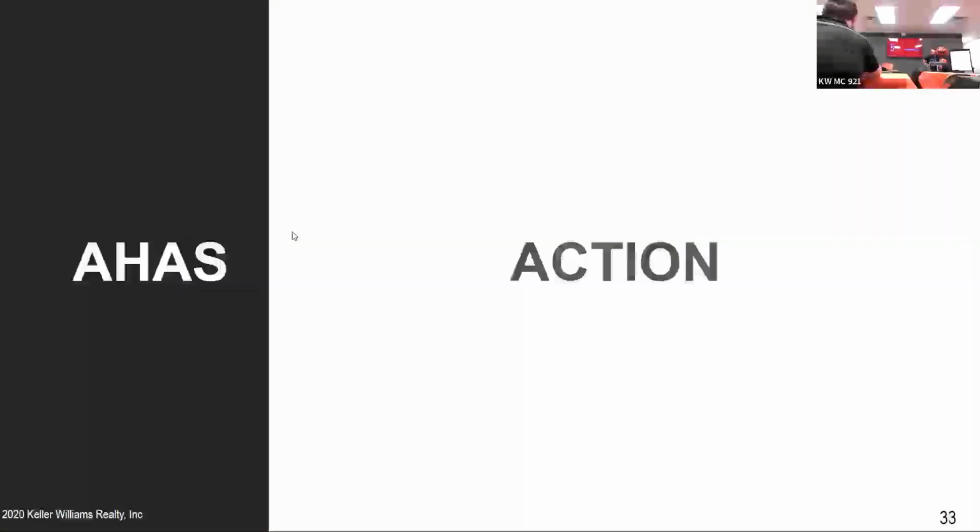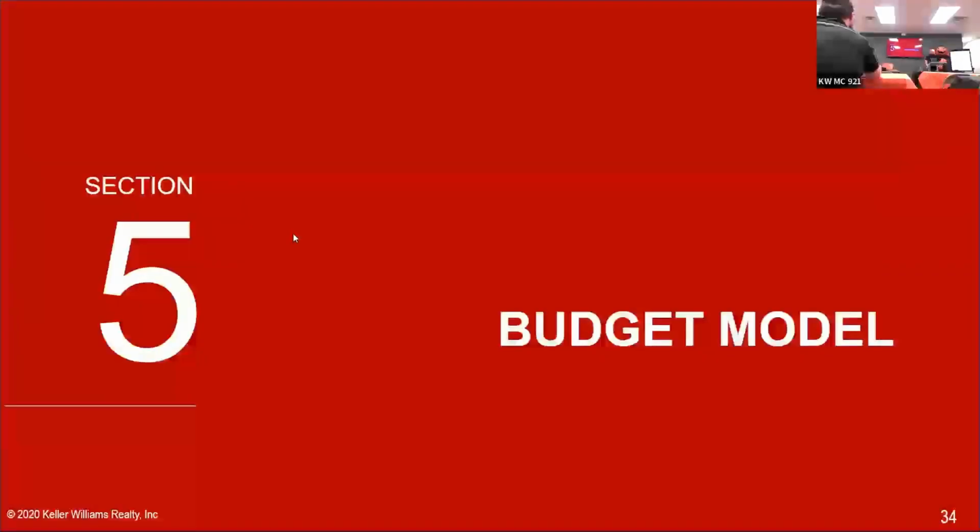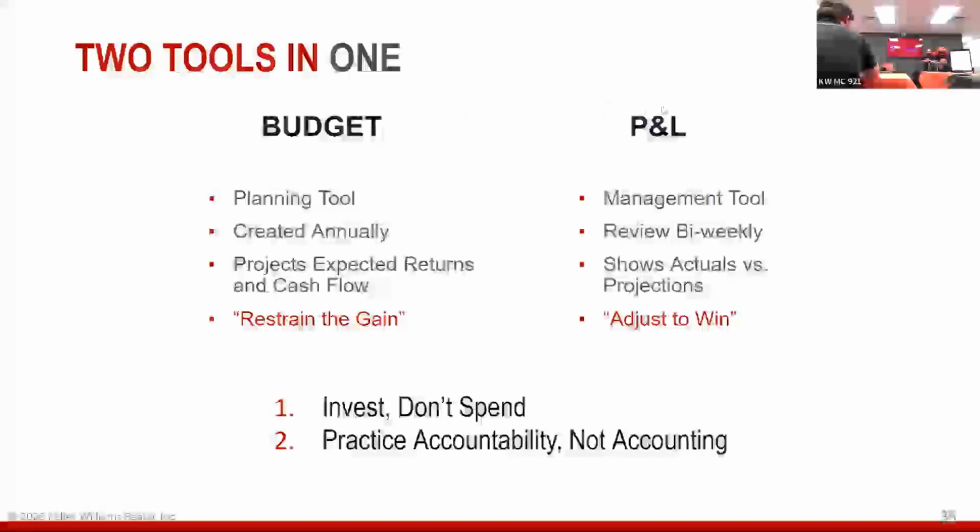All right, so we are going to honor y'all's time. We said 3 o'clock, we're going to do it. Budget model. The beautiful thing about the budget model is you've already heard it. It is essentially our 30-30-40 model. But if you look at page 5.1, it's two tools in one. It's your budget, your goal setting and planning tool. It's also your P&L. This is your management tool and snapshot.